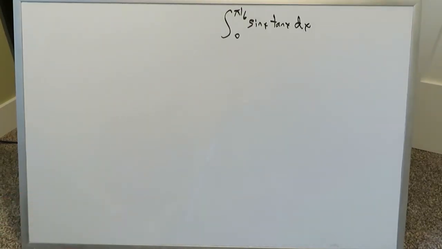Let's look at this question. We have an integral with lower limit 0 and upper limit pi over 6. We have sine x tan x dx. What if you were to use some substitution technique rather than integrating by parts? What will happen? I will show you.